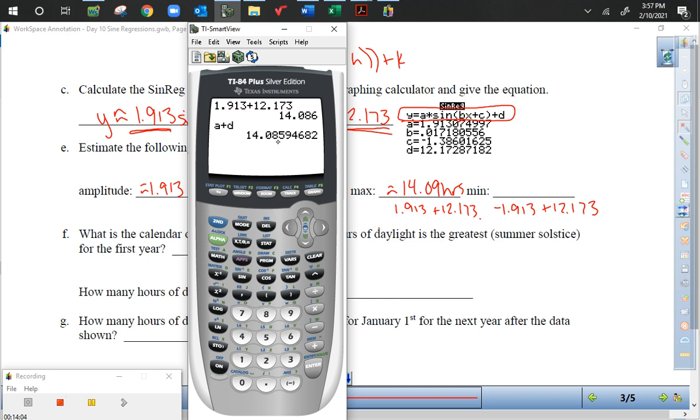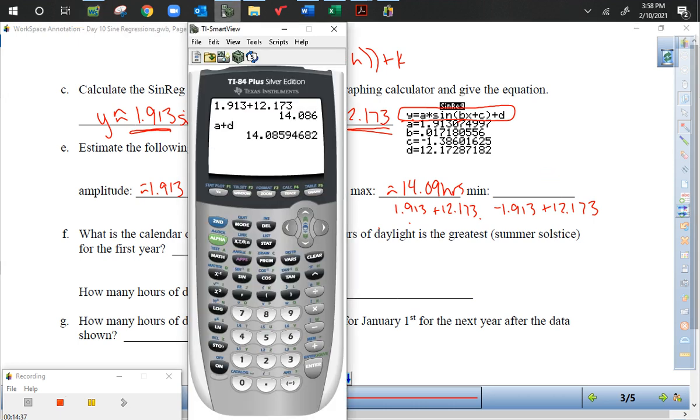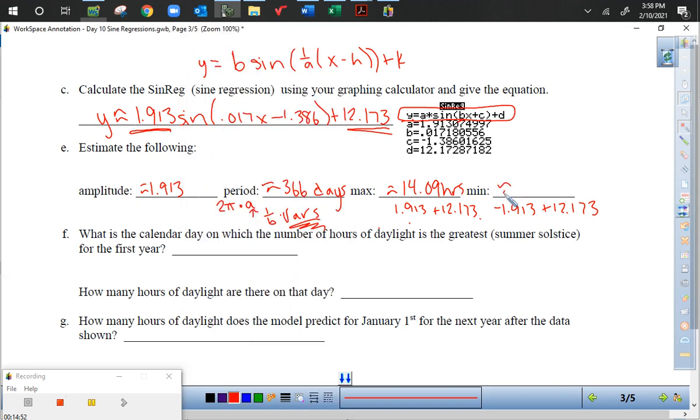So again, VARS, stats, equation, down to D. If you look at this number compared to this number, yes, they are different, but they round to the same thing in terms of the 2 decimal places. So you don't necessarily have to use VARS for this one. You do have to use VARS for the period. Okay, it's going to make a difference. Minimum, because we don't have to use VARS, we're not going to, -1.913, and then plus 12.173. And this says exactly 10.26, but remember we rounded those decimal places, so it's still approximately.